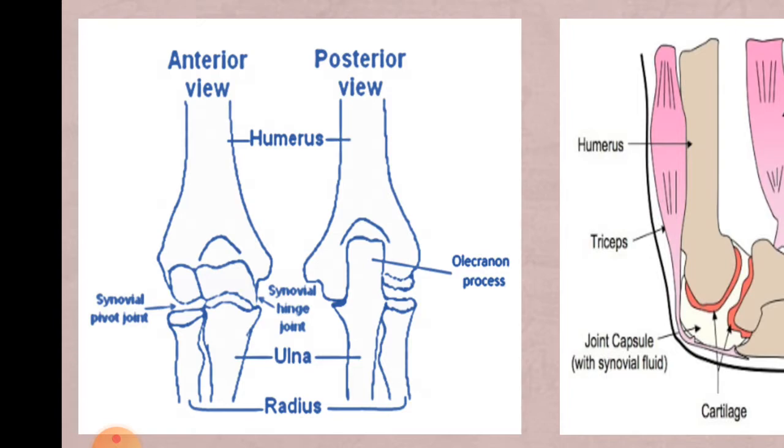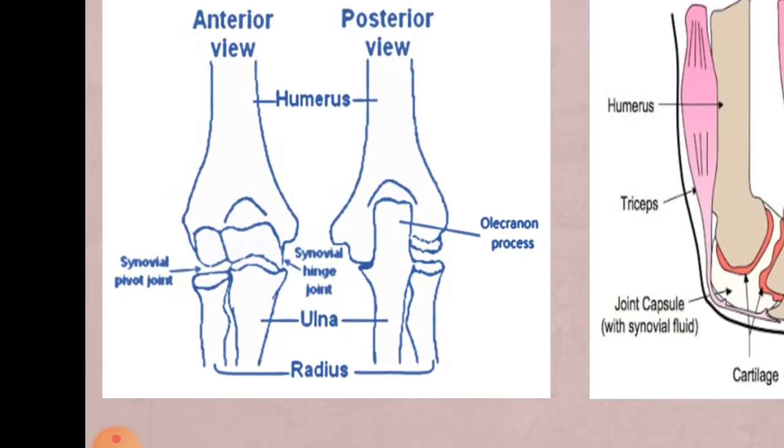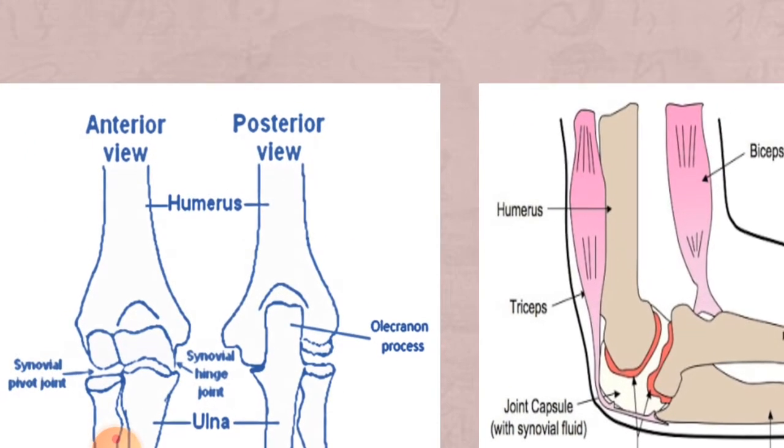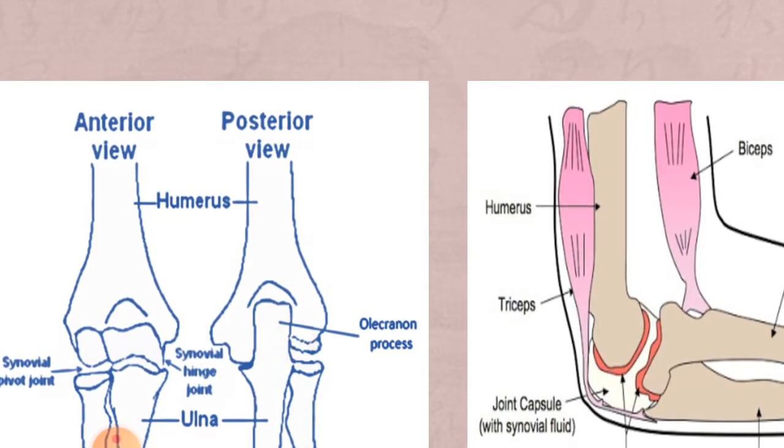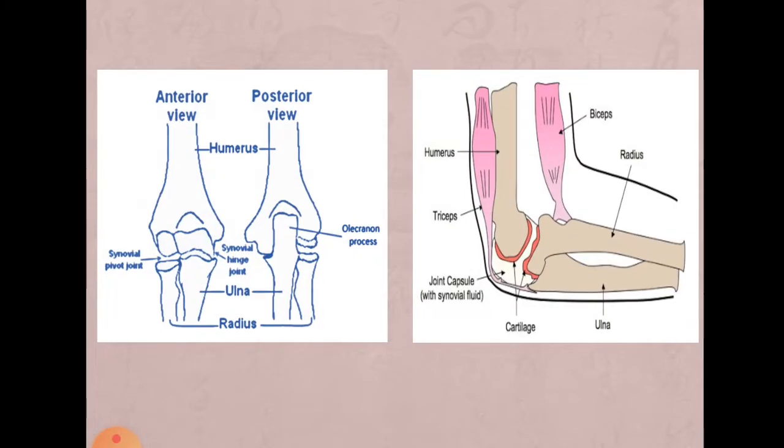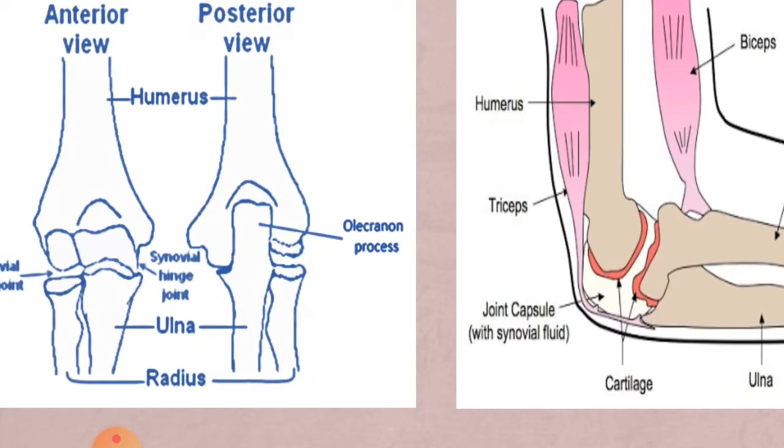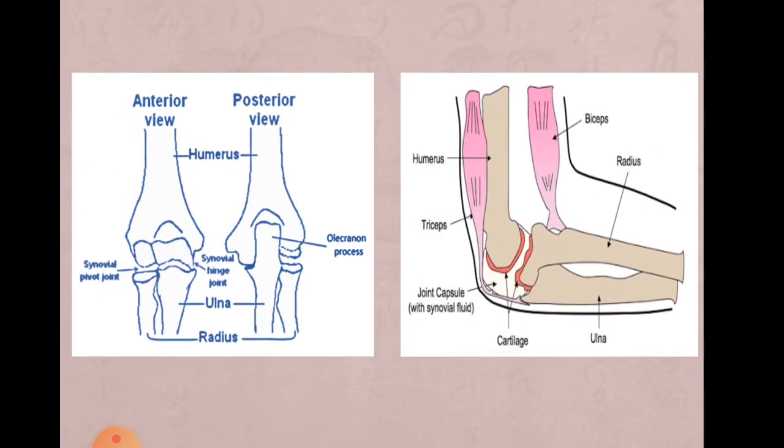So the capitulum of the humerus will accommodate the head of the radius. The trochlear notch will accommodate the trochlea of the humerus. This is the anterior articular surfaces. And posteriorly you can appreciate the olecranon process of the ulna, that is accommodated by the olecranon fossa of the humerus. So these parts are basically involved, and this is a hinge type, and this is the most stable joint.